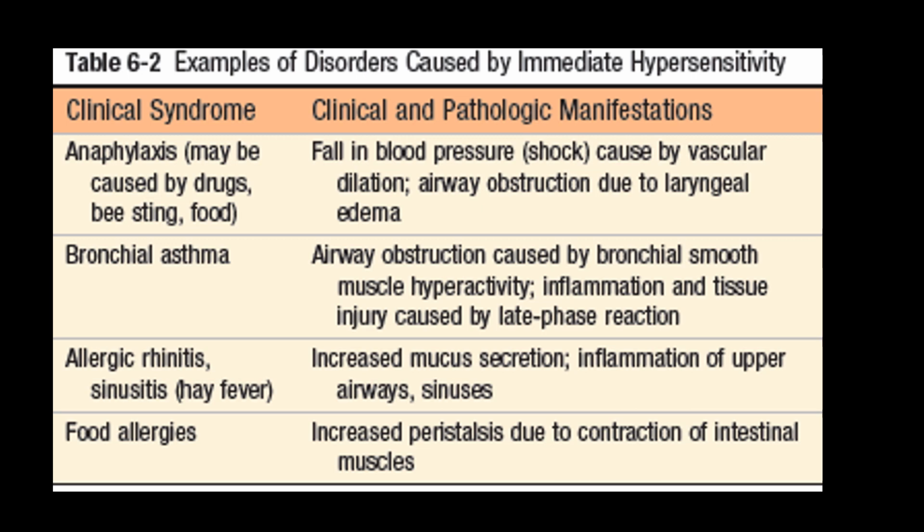So the bottom line here is, in all these disorders, anaphylaxis, bronchial asthma, allergic rhinitis, sinusitis, food allergies, whatever the disorder, the underlying pathogenetic mechanism here is type 1 hypersensitivity reaction, which ultimately leads to tissue damage, which presents as a disorder. Okay, right.